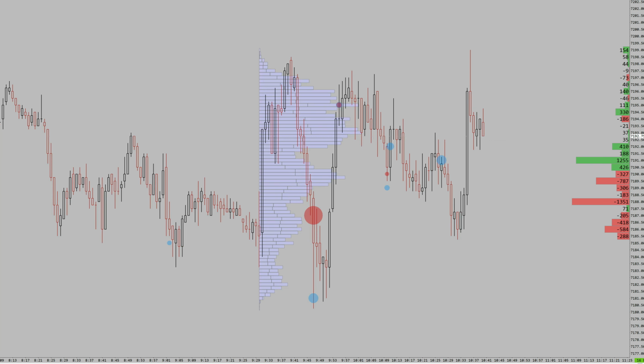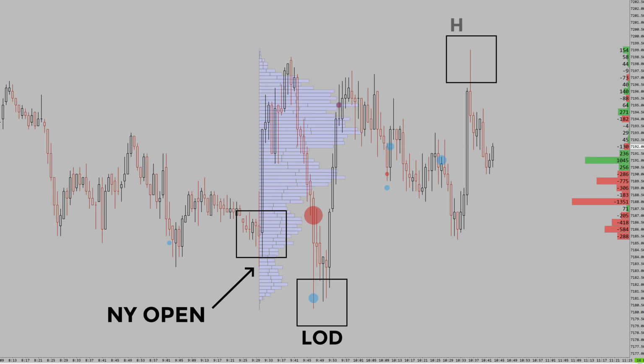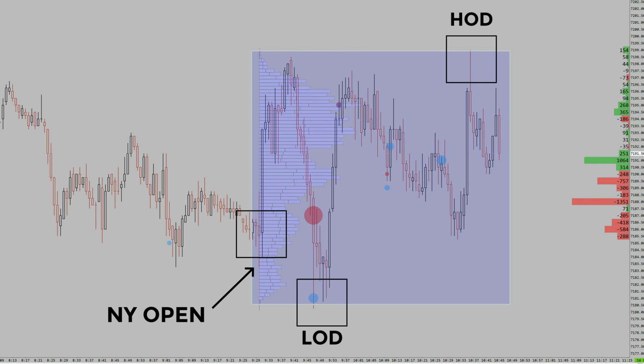Now let's look at another long setup, but on ES this time. This is New York Open. This is our low of the day, and this is our high of the day. The market has been ranging between those two levels for over an hour. Now let's see what happens next.